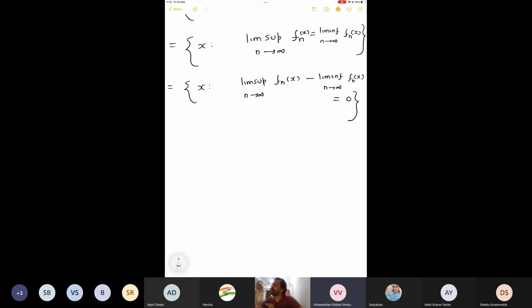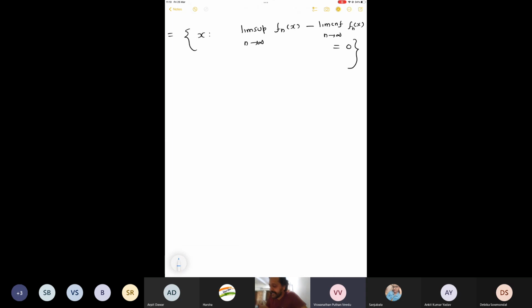Now, let us recall the definition of measurability. A function h is measurable if for each real number alpha, the collection of all x such that h of x is greater than alpha is measurable, or h of x less than alpha is measurable, and so on. And also you have seen that if h is measurable, then the collection of all x such that h of x equals alpha is measurable. Yes or no? Yes, sir. But that is not if and only if. That's what I wanted to emphasize.